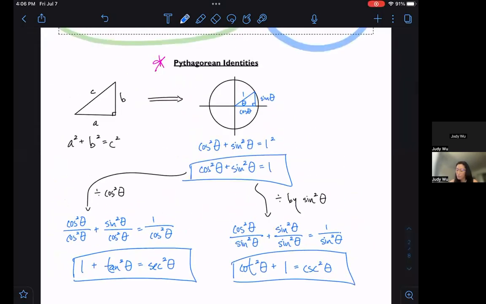It would be important to me for you to know how to get from this first one to the other two versions, and also where this comes from.